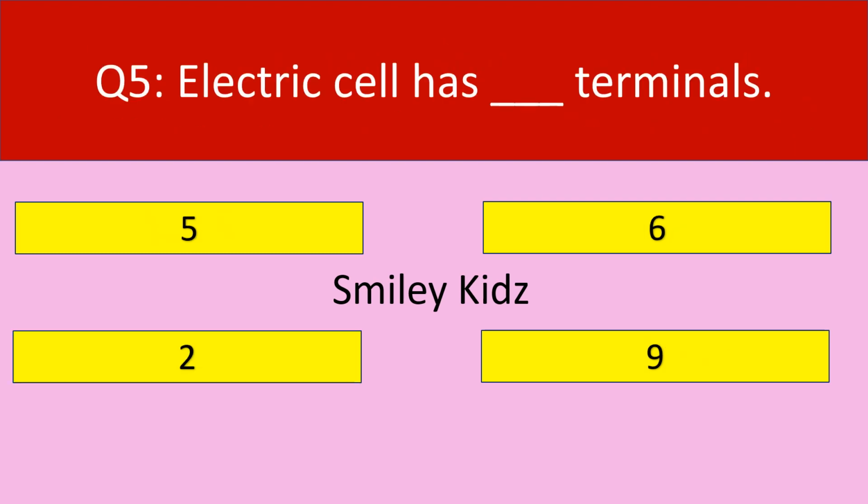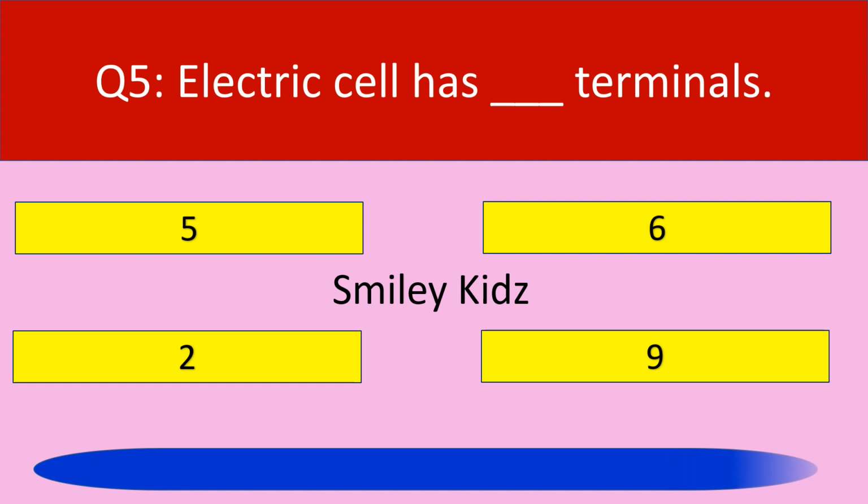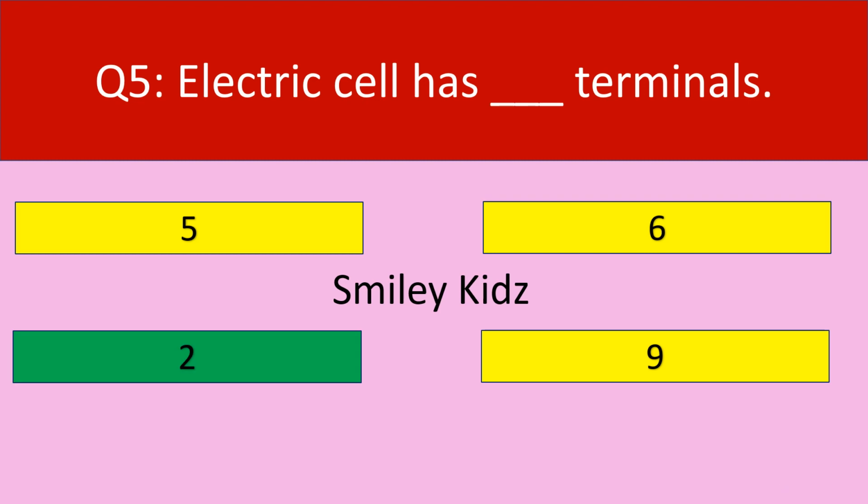Question number 5. Electric cell has dash terminals. Options are 5, 6, 2, 9. Your time starts now. The time is up. The correct answer is 2. Electric cell has 2 terminals.